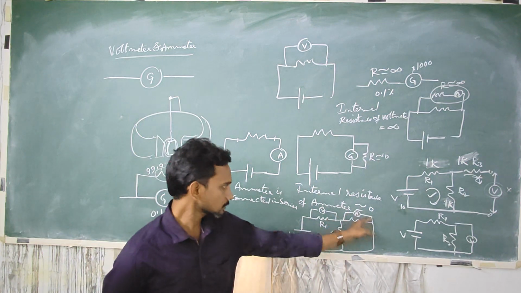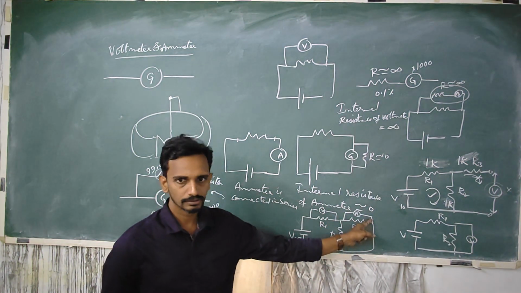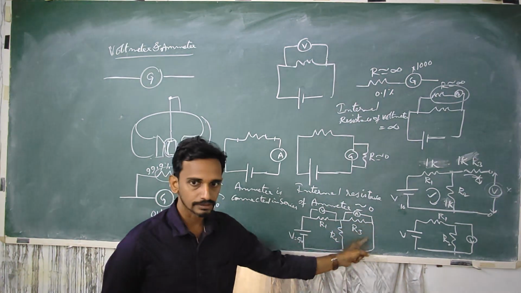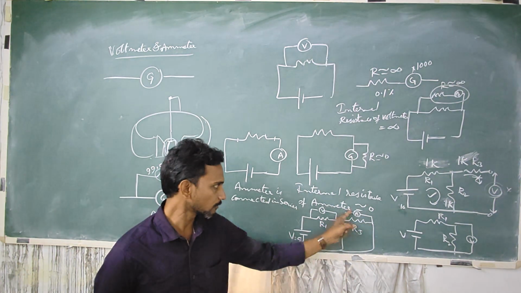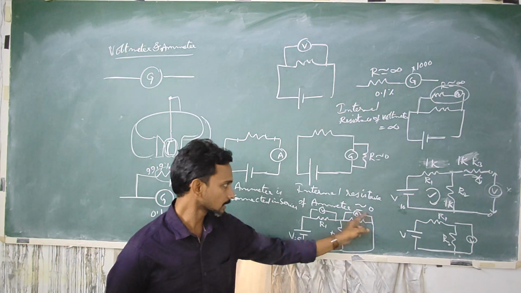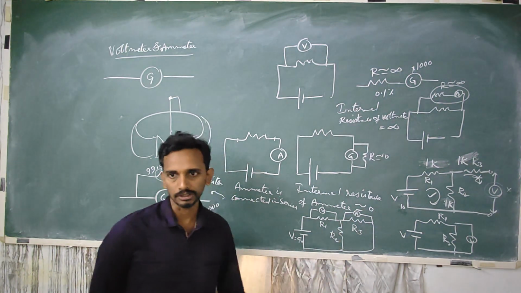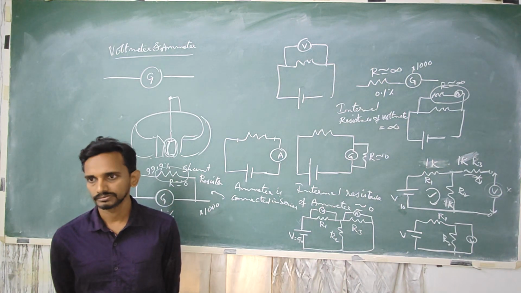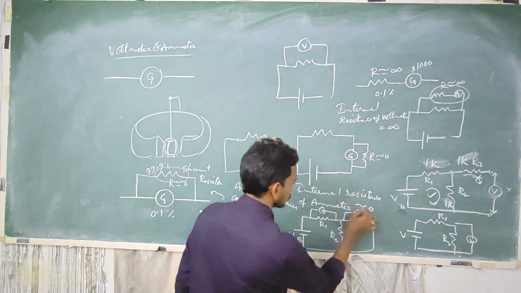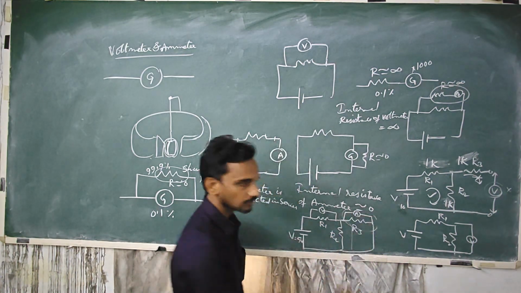So this will be bypassed. You get a short circuit here. And R2 is parallel to this entire thing. So this is an open wire. So that straight conducting wire will bypass R2 also. So entire this can be replaced with a direct wire.